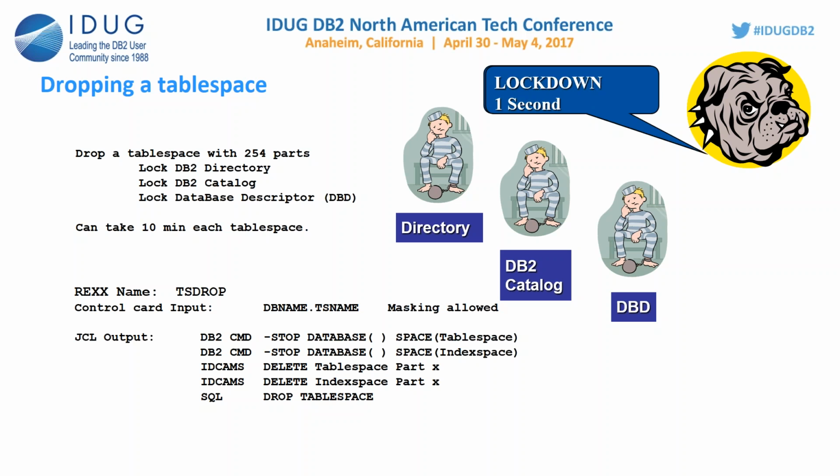It would actually issue a stop database, or stop database and table space, on the object and all of its indexes. It would actually go out with IDCAMS and delete each of the underlying data sets for the table spaces and indexes. So while I'm doing all this IDCAMS work, it is not holding on to anything in DB2. So we're going ahead and cleaning up the underlying data sets first, and then at the very end it issues a drop table space. And with no data sets to delete, that drop runs very quickly, and we only hold on to the catalog, directory, and DBD locks for a very brief amount of time.